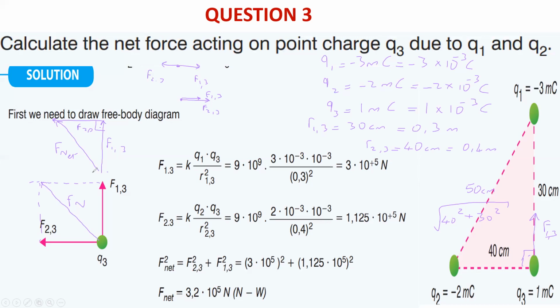So if you have an angle, using this formula, what was our formula? Let's write one more time. F net equals square root of F13 square plus F23 square. Done. All right. So we are going to carry on with more questions.